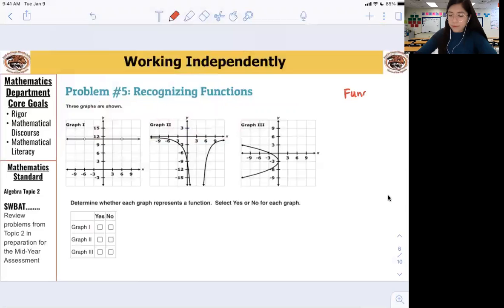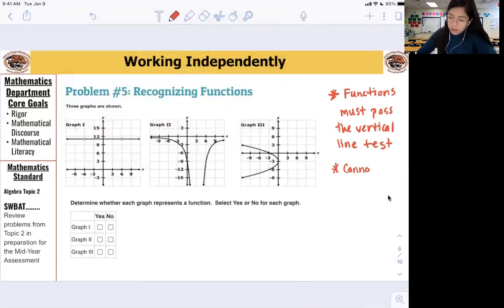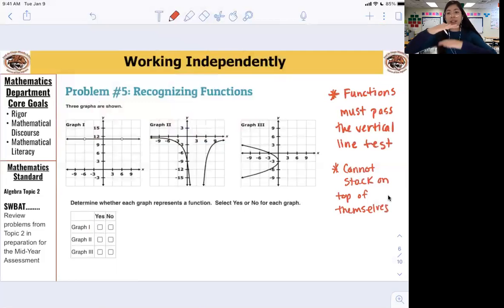for a graph, if you have a graph in front of you, functions must pass the vertical line test, which basically means that they cannot stack. They can't stack on top of themselves. So you can't have any stacking. Now let's see what that means.